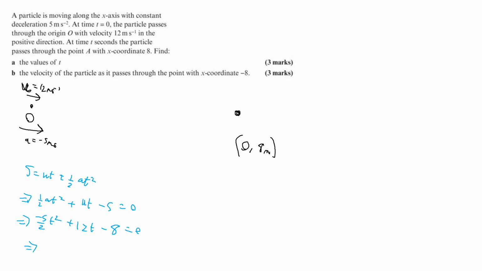And so therefore, we'll write this in a different color. t equals minus 12 plus or minus the square root of 12 squared minus 4 times minus 8 times minus 5, over 2, all divided by minus 5. Okay? So if you plug that into your calculators, you should get an answer of 4 and 4/5. Okay? So those are my values for t.